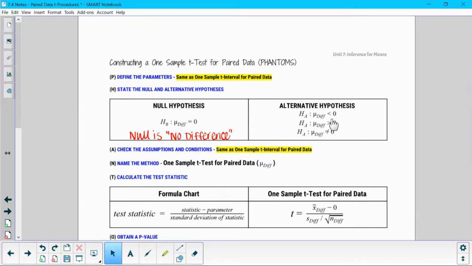And then your alternative, you have the option of being less than, greater than, or not equal to, meaning there is a difference. We just don't care which direction it is in. Assumptions and conditions are the same as they were for the t interval. Naming the method, a one sample t-test for paired data. Again, sometimes they write it as mu diff in the actual name on the AP exam. You also may see it as a matched pairs t-test. Now again, I will advise you, just call it a one sample t-test for paired data and you are good.